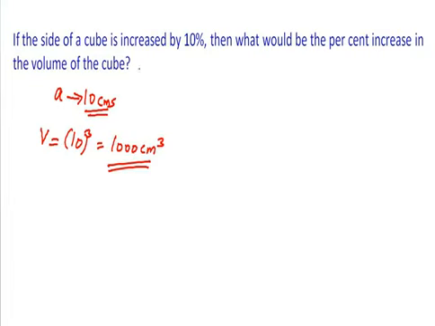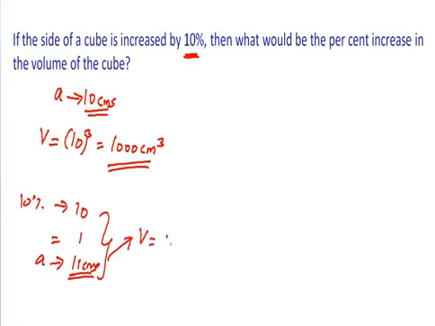Now the side of the cube is increased by 10%. So what is 10% of 10? It's basically equivalent to 1, right? So what is going to be the side of the new cube? 11 centimeters, right? So let's find out the volume of this new cube, and that is going to be 11 to the power of 3. That's going to give us 1,331 centimeter cube.